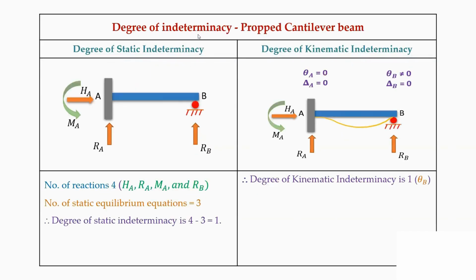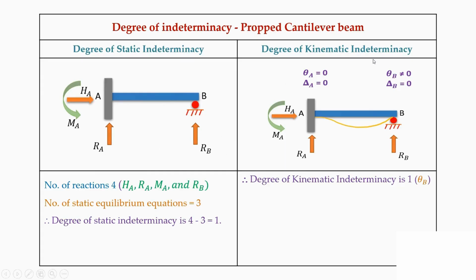Now coming to the degree of indeterminacy for beams, I have taken an example of a propped cantilever beam. When we calculate the degree of static indeterminacy for this propped cantilever, the number of reactions for the fixed support will be 3 and for the roller support will be 1. So total reaction components are 4. Therefore the degree of static indeterminacy is the number of reaction components minus static equilibrium conditions. Static equilibrium conditions here are 3, so it is 4 minus 3 and the degree of static indeterminacy will be 1.